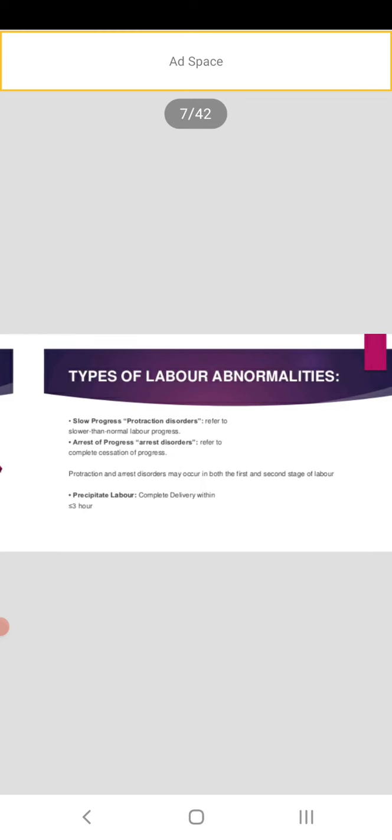Definition: no change or minimal change in cervical dilatation over a 2-hour period during the latent or the active phase of labor, or no change or minimal change in the descent of the presenting part over 1 hour during the second stage of labor. Then disorders of labor: prolonged latent phase, primary dysfunctional labor, then secondary arrest.